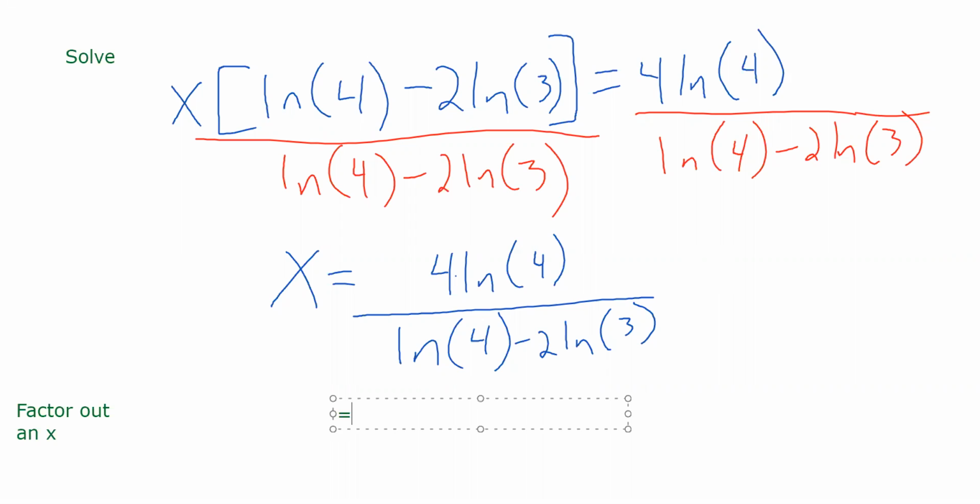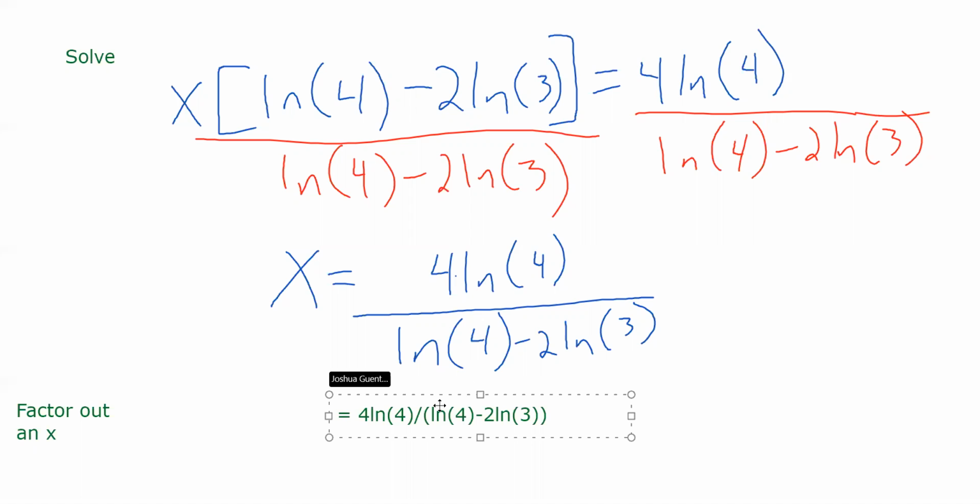If you're on the TI-84, I would use this. I would type it in exactly like this. Use the LN tool. There's the division sign here. Notice that I put the whole denominator in parentheses. I put parentheses around ln4 minus 2ln3 because that's exactly what we want it to look like.